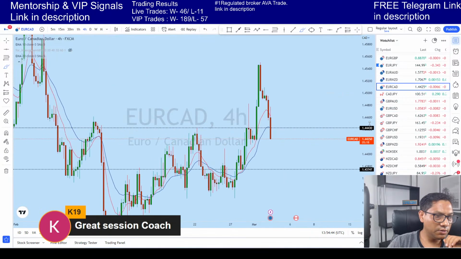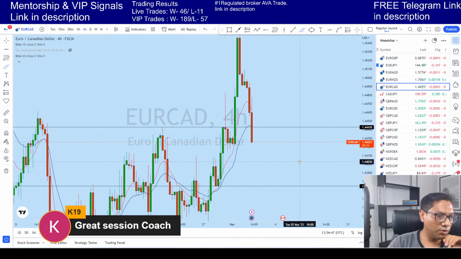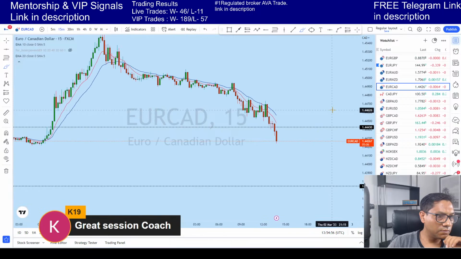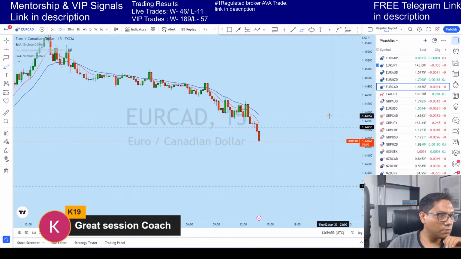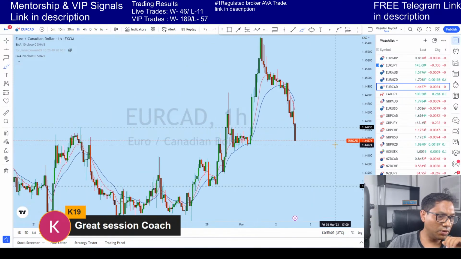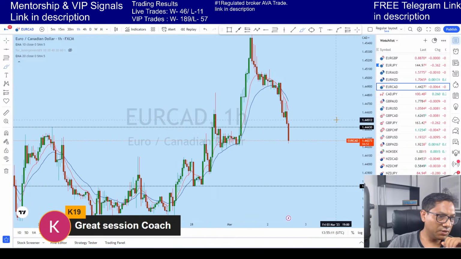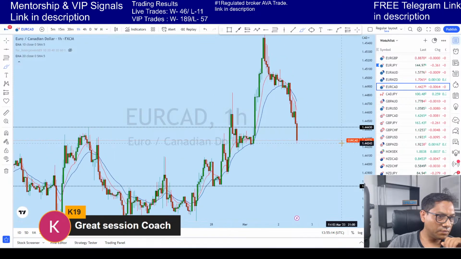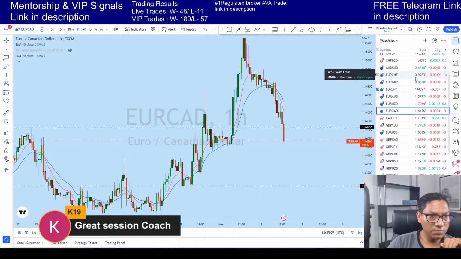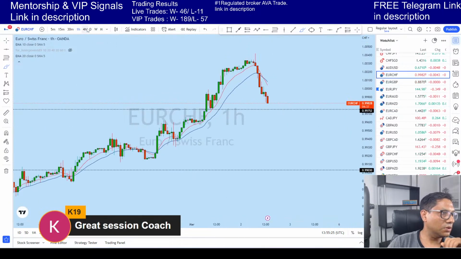See, the euro CAD has come to this support. So this market will go up. Ultimately it has come to this support. From this support it should have gone up for a deeper retracement. This one is doing the same thing.